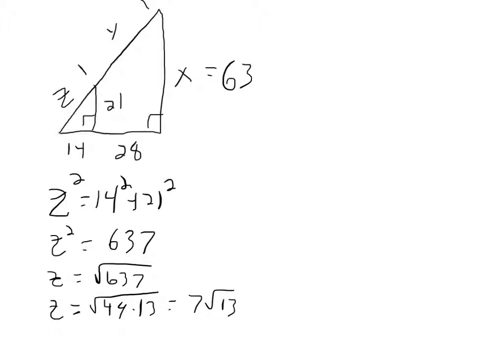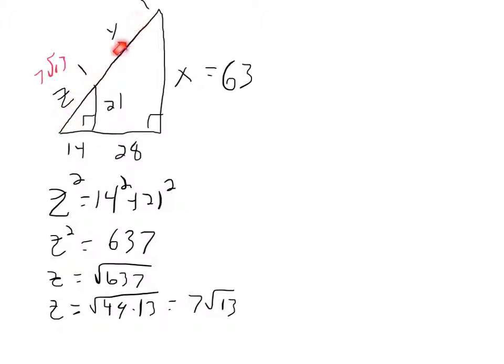By looking at your question, you were asking how to find the side of this smaller triangle, and the answer is 7 square root of 13. So this side of the smaller triangle is 7 square root of 13.